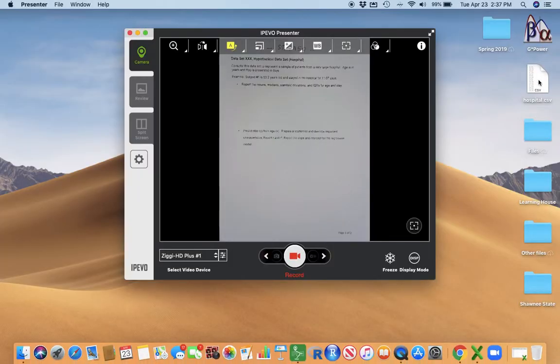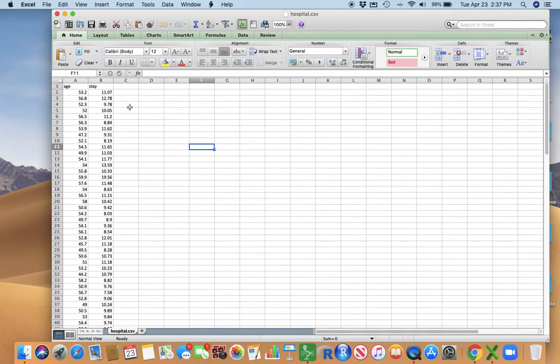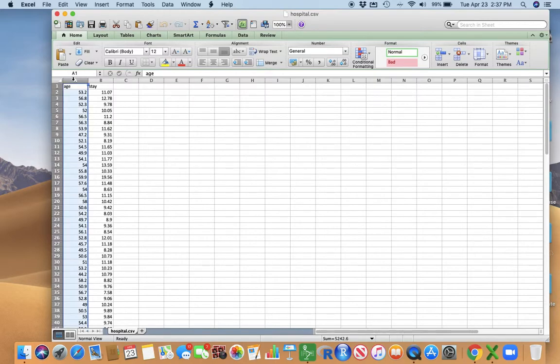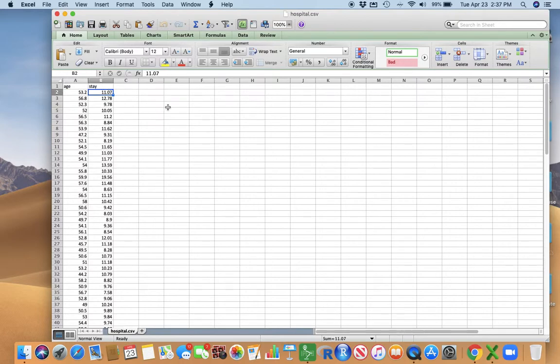What I have on my desktop is a data set called hospital. And you'll see the hospital data set is set up a lot like yours. The first variable is age, so this is the age of the patient when they entered the hospital, and then their stay is number of days. So this person is 53.2 years old, and when they went to the hospital they stayed 11.07.